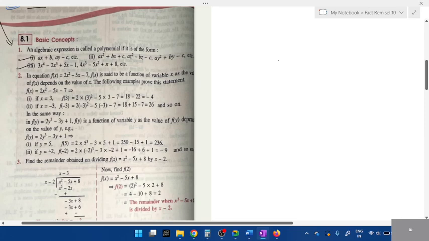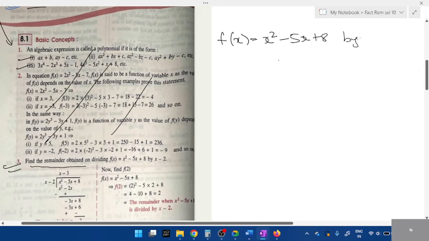Look in your textbook, ignore all this, it is not required. I've explained this. Look at the question: find the remainder on dividing. They'll give an equation, plus 8 by x minus 2. Just look at the question, students. Ignore all this, I'll teach you all.